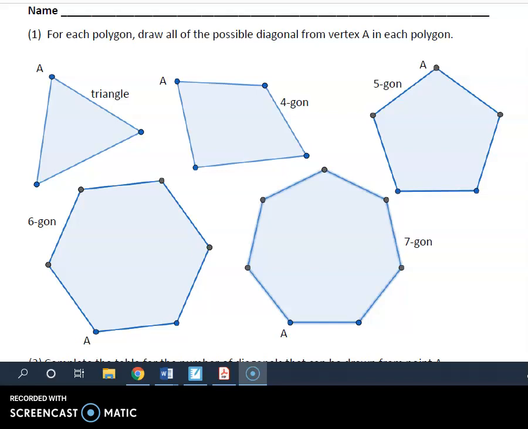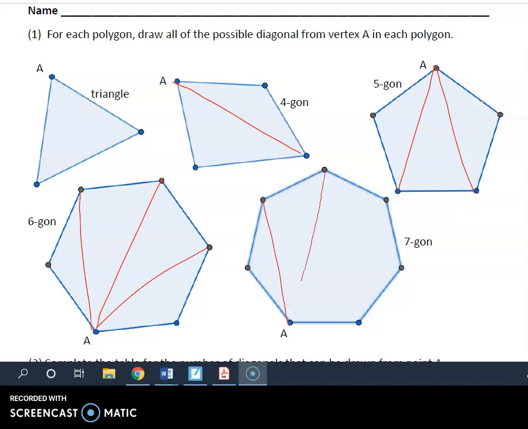So a diagonal by definition is a line segment that connects 2 vertices that are not already connected as sides. So a triangle has no diagonals because the 3 vertices are already connected as sides. For a quadrilateral, there is 1 diagonal that can be drawn from vertex A. For a pentagon, there are 2. For a hexagon, there are 3. And for a heptagon, there are 4.